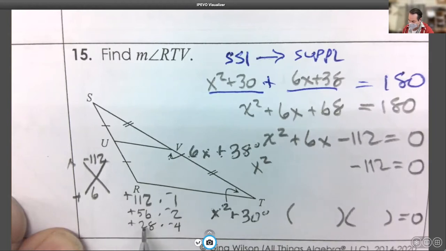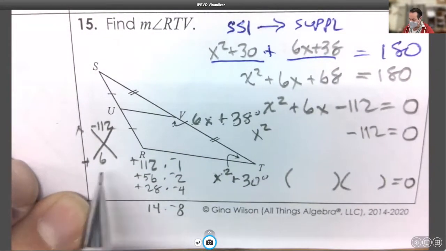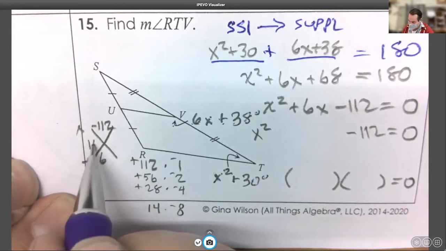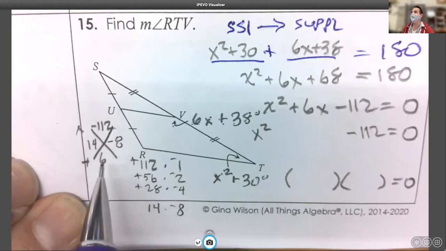This is still an even number, so I'm going to pull a 2 out of here, making 14, and multiply that 2 over here and make negative 8. And doesn't that work? 14 times negative 8 makes negative 112. And if you add those two together, it makes a positive 6. So I'm going to write these as positive 14 and negative 8.